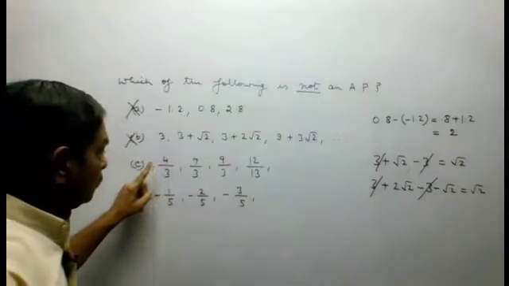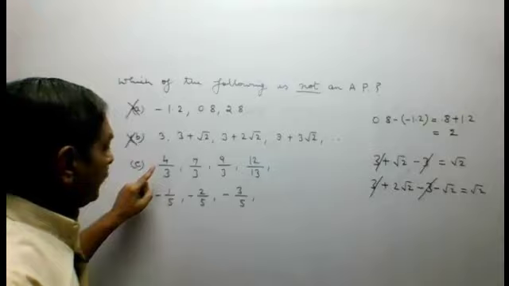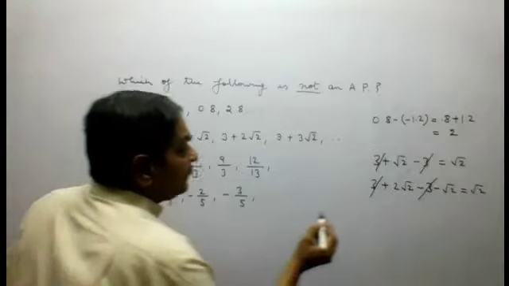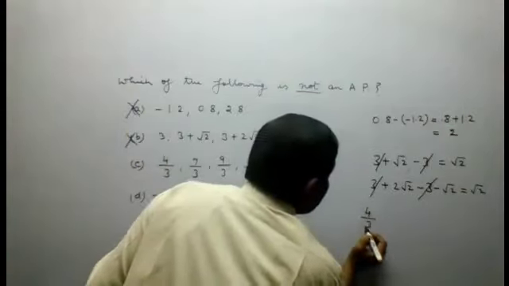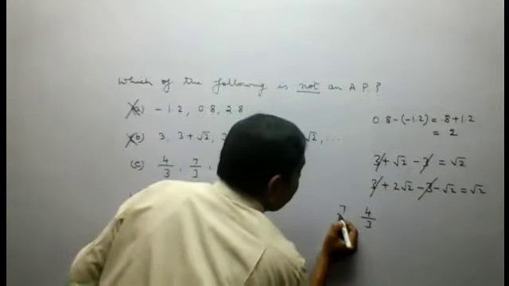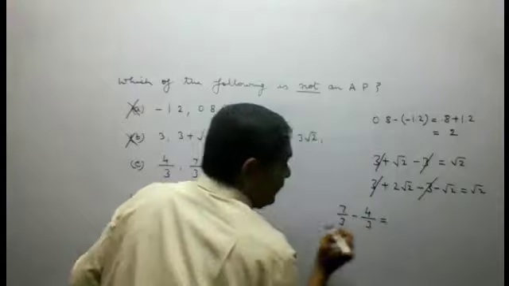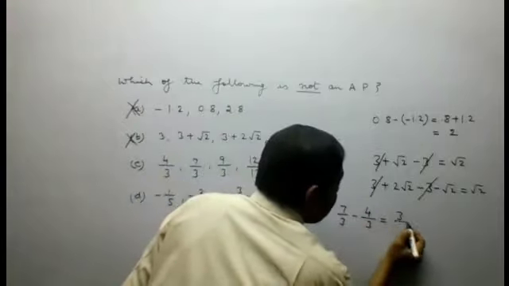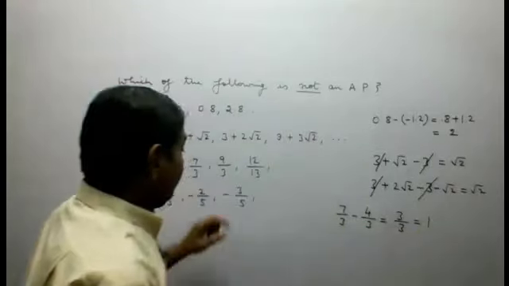Now comes the third progression. It is 4 by 3 and I am to subtract it from 7 by 3. So 7 by 3 minus 4 by 3 gives me 3 by 3, which is equal to 1.